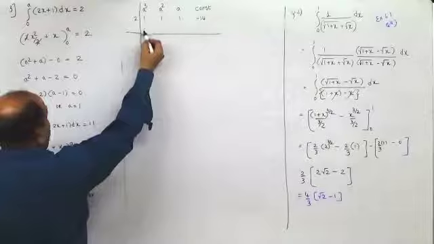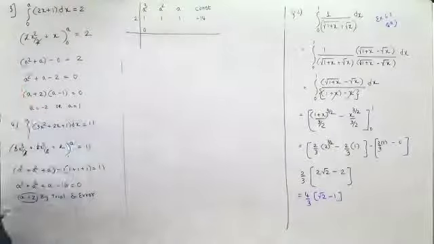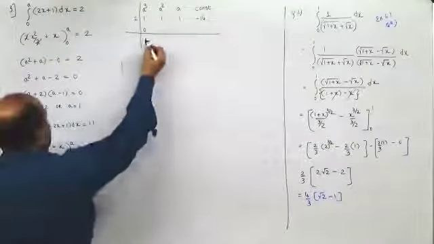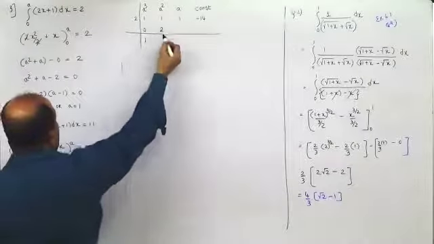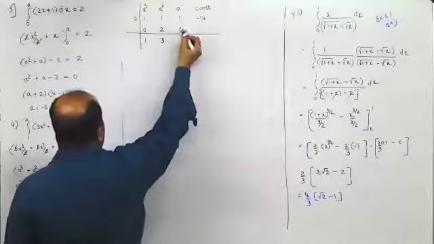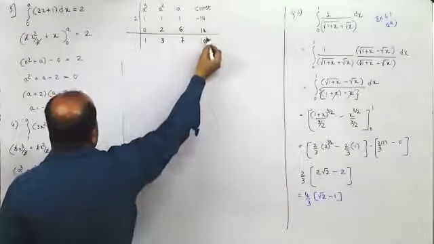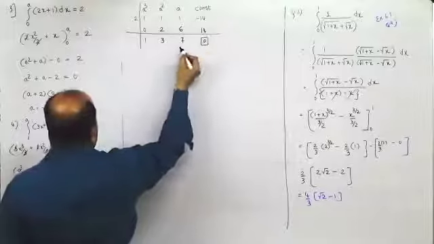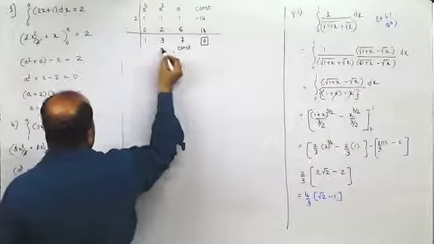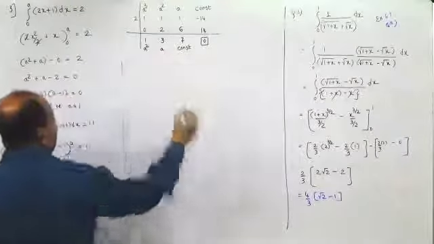Now, always take this as 0 first. 1 plus 0 is 1. 2 into 1 is 2. 1 plus 2 is 3. 2 into 3 is 6. 1 plus 6 is 7. 2 into 7 is 14. This is 0. Now, shift the position. This would be constant, this would be a, this would be a square.